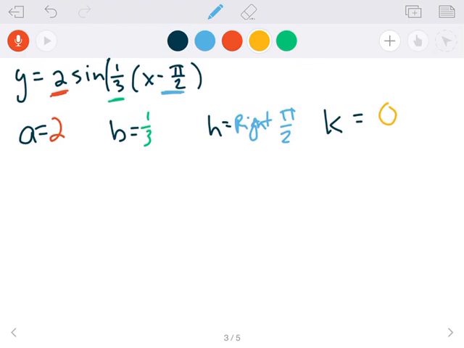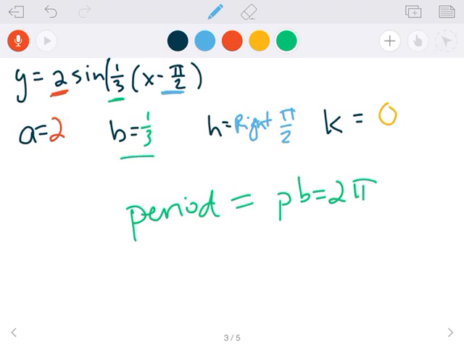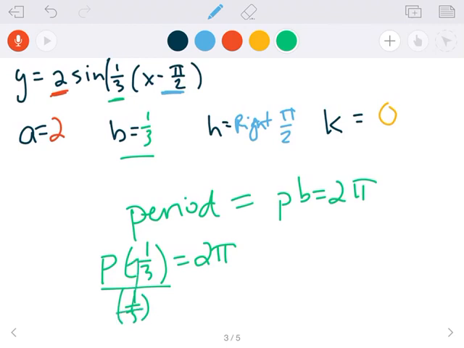And then remember that we also need to find the p, or the period, or the length of the cycle. And we find that by using the equation PB equals 2 pi. So we know the b value is 1/3. So we have p times 1/3 equals 2 pi, which means we need to divide by 1/3 and divide here by 1/3.